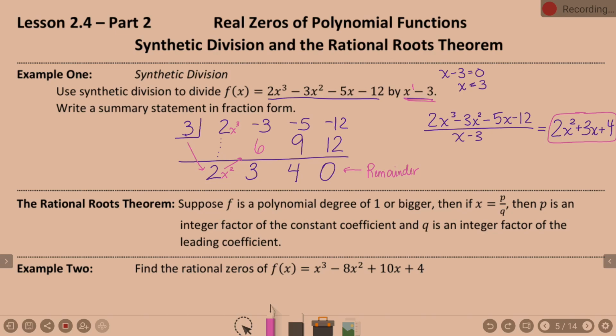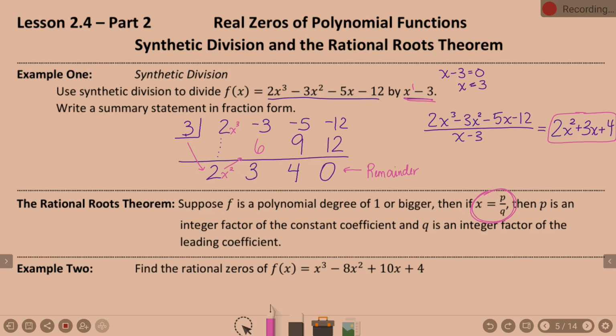Okay, so the rational roots theorem. Suppose f is a polynomial degree of 1 or larger. Then, if x equals p over q, that's going to be what we're going to use. P is an integer factor of the constant, and q is an integer factor of the leading coefficient. Okay? So, what we're looking at this polynomial. We're going to be using p over q to help us find our possible zeros. They're not all going to be zeros, but it's going to find the possible rational zeros that we can test.